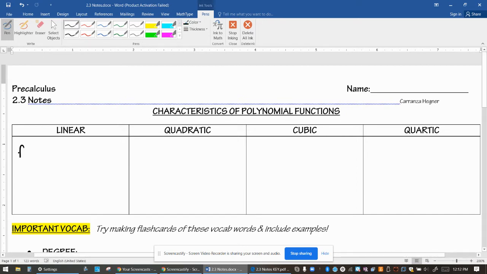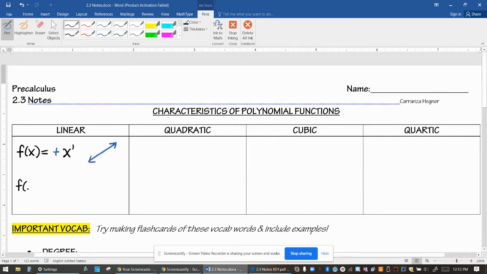The linear function. What if it has a leading coefficient that is positive? Oops, I put a square and it should be to the first power. What if the leading coefficient is positive? What does that tell us? Well, it tells us that the line is rising.